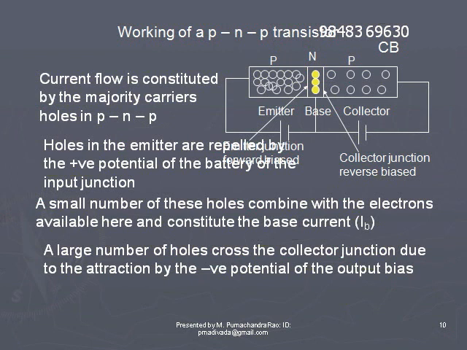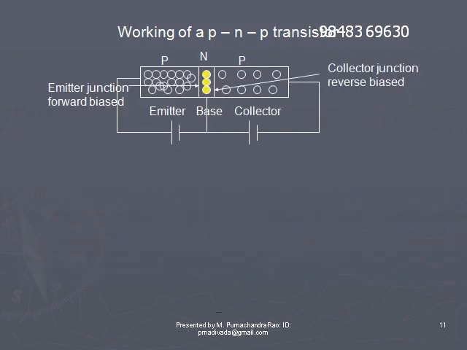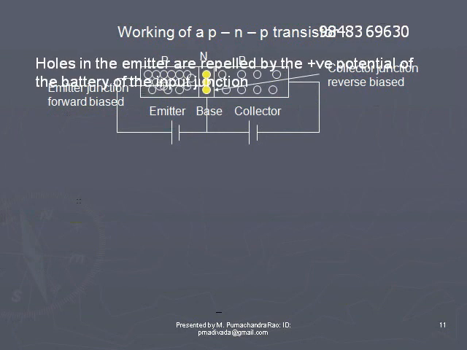The majority of the holes crossing the emitter junction will be attracted by the negative potential of the collector junction and cross the collector junction, because of the attraction by the negative potential of the collector junction bias. So electrons will flow from this negative potential into the collector, and thereby a current is constituted, that is the collector current.